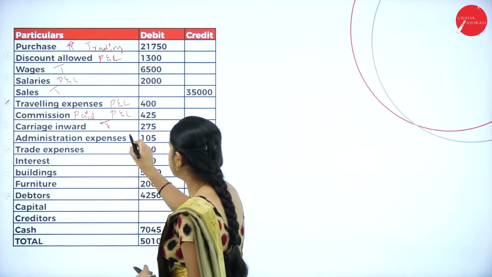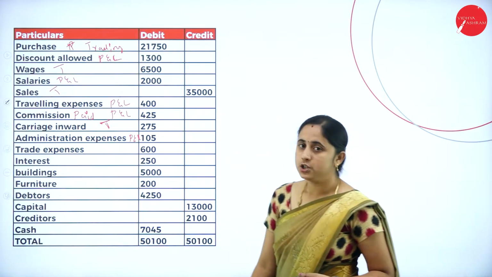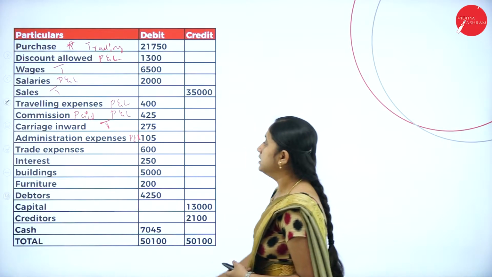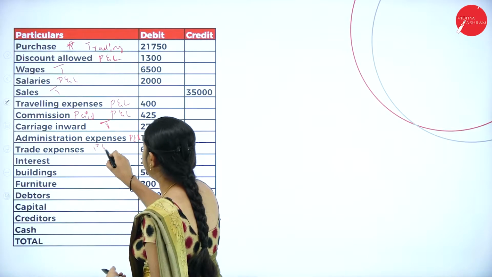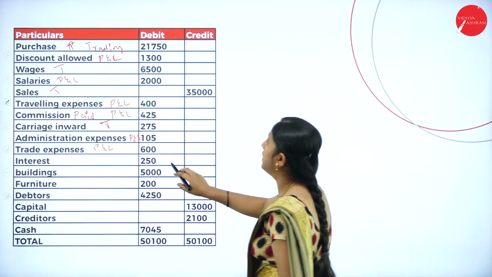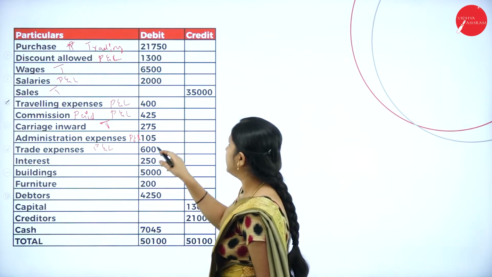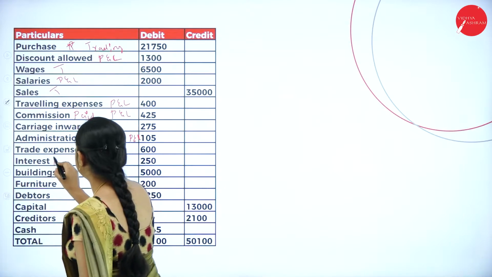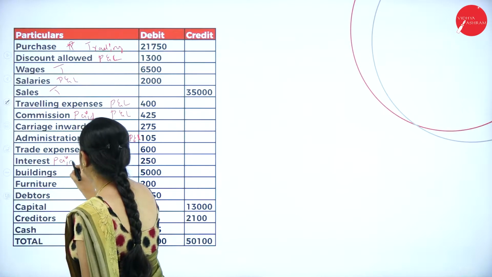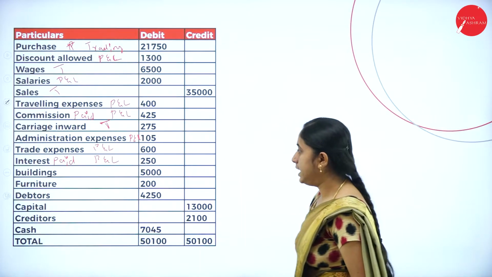Then administration expense. Administration expense is an indirect expense, so profit and loss account. Then trade expense, profit and loss account. Here, interest. They have not mentioned either interest received or interest paid. So this is the debit balance, all the expenses, so it is interest paid. Interest paid is an indirect expense, P&L account.